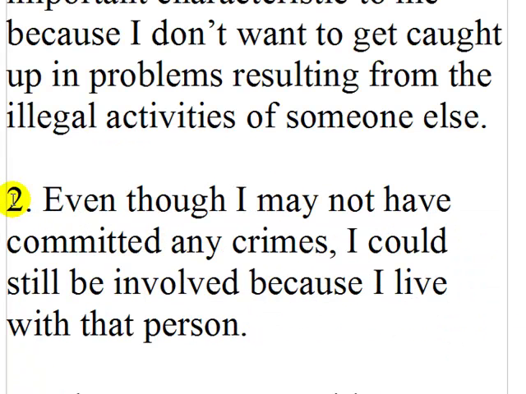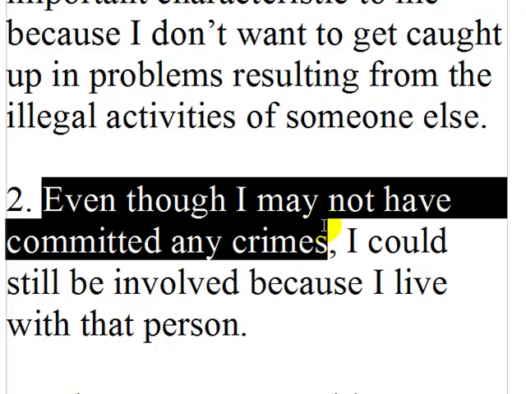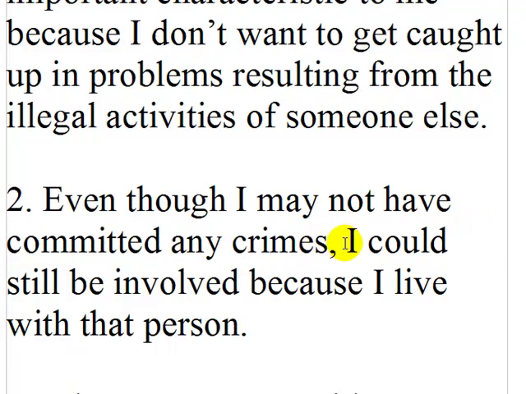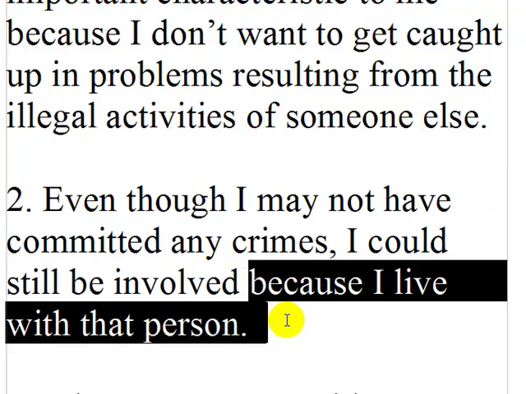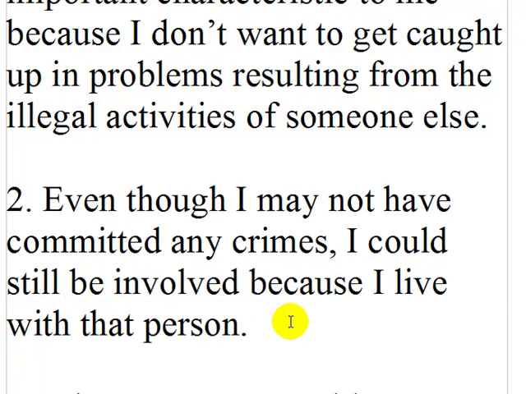Okay, the next sentence is also a complex sentence, especially because of "even though I may not have committed any crimes," that's a dependent clause, and "I could still be involved" is your independent clause, and another dependent clause, "because I live with that person." So this writer, instead of using 3 different sentences here, has used only one. 3 is also complex. Those are extra problems I could do without.